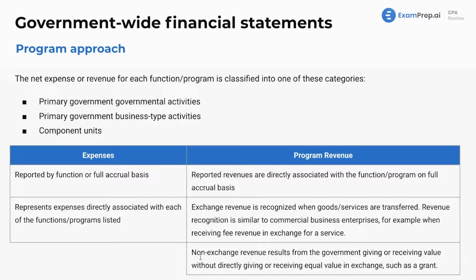Whereas governments also have non-exchange revenue. So that's when you give the government money and you don't receive anything in return, right? Which is a little messed up, but hey, that's the world we live in. It results from the government giving or receiving value without directly giving or receiving equal value in exchange, such as a grant. The government gives you $10,000 grant money to invent something in the science world, well, that's non-exchange. And yeah, that's the government reallocating money there.